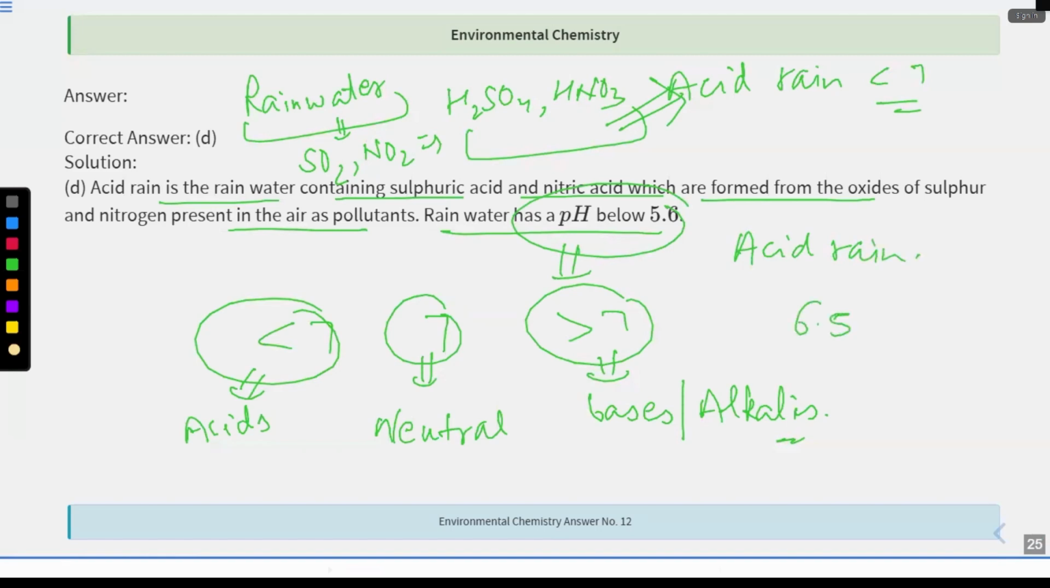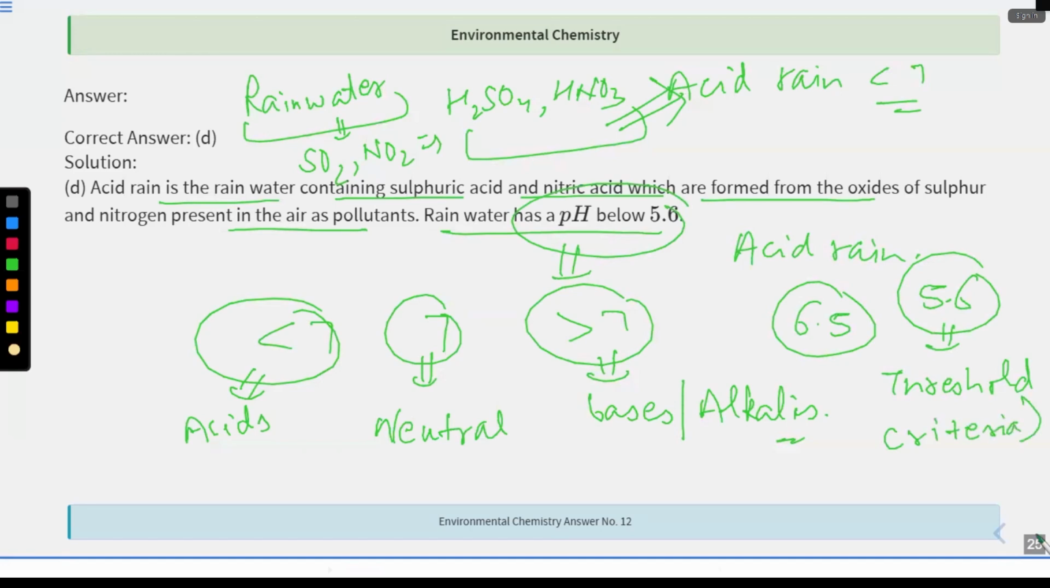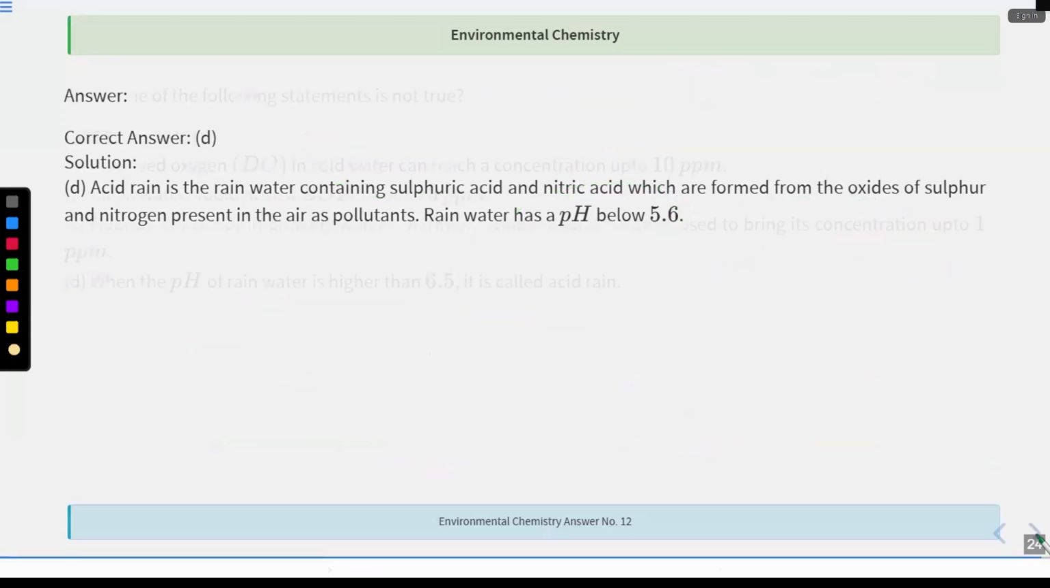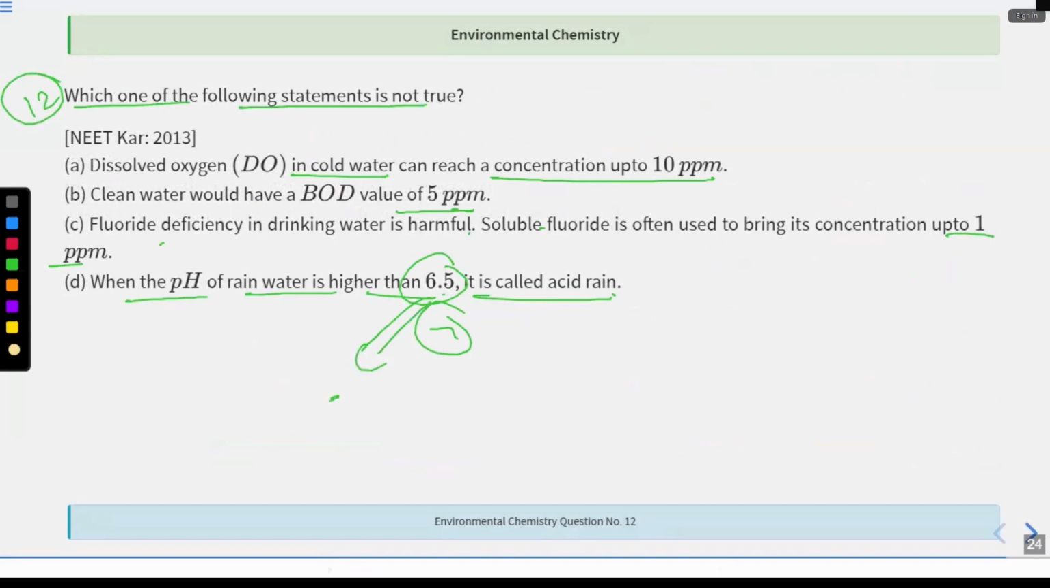So it is not 6.5. The criteria is 5.6, which we can say is the threshold criteria. So 7 is neutral, below 7 is acids, and above 7 is bases or alkalis. Rainwater combines with SO2 and NO2 to form H2SO4 and HNO3. These acids mix with rainwater to give you acid rain. So it has a pH below 5.6, and it is saying 6.5. It has basically inverted it. It should be 5.6. So as I told you, option D is the wrong option.